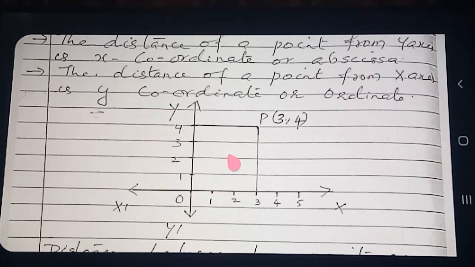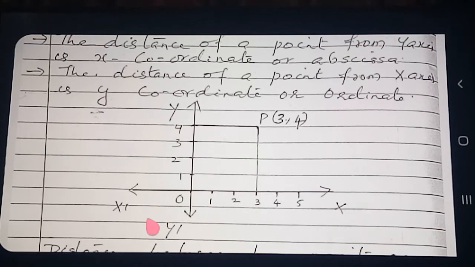The interior of angle XOY is the first quadrant, and the interior of angle X dash OY is the second quadrant. The interior of angle X dash OY dash is the third quadrant, and the interior of angle XOY dash is the fourth quadrant. Okay, so all of you got a clear idea about the quadrants. This type of question can be asked as MCQ or fill in the blanks.